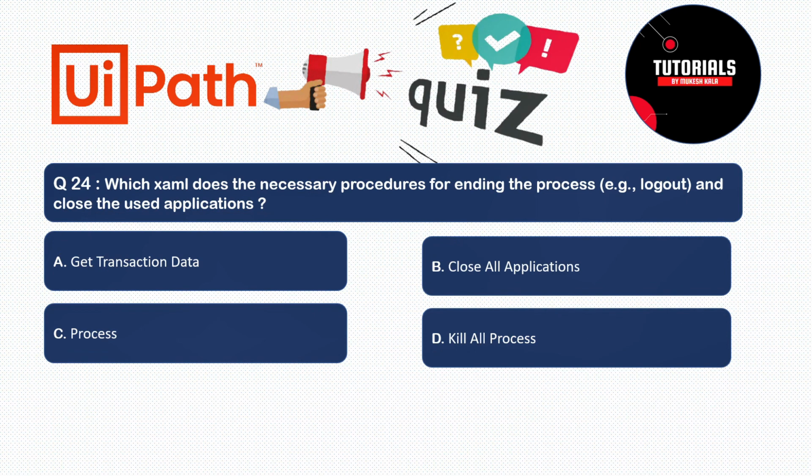REFramework has different XAML files. Which XAML is responsible for creating all the necessary procedure for ending the process, such as log out and closing of all the applications? Is it get transaction data, close all applications, process XAML, or kill all processes?